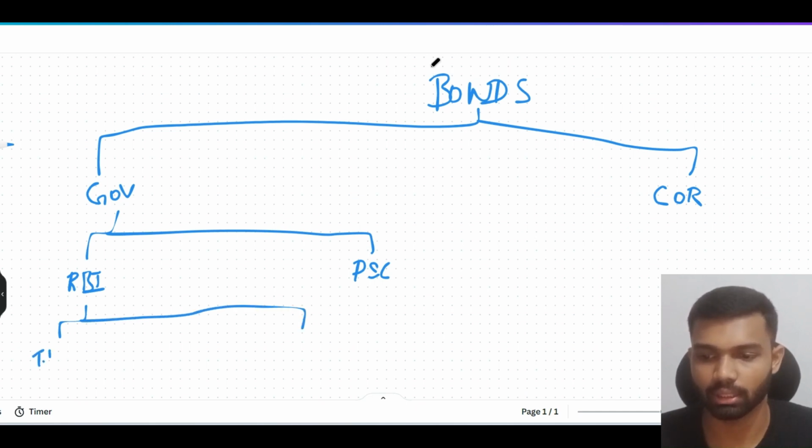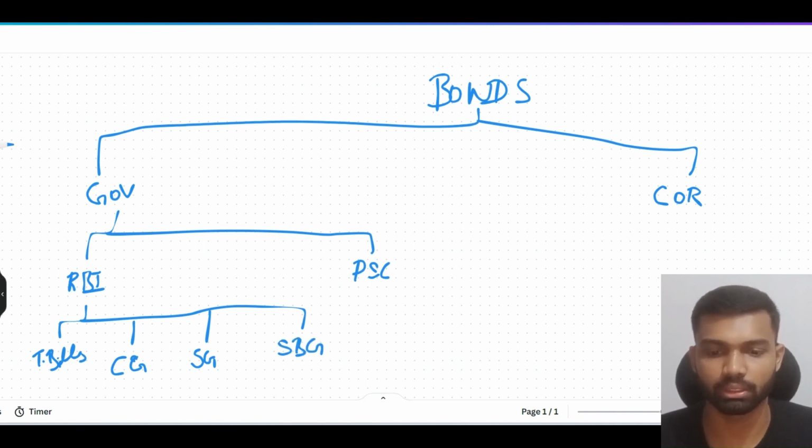That is T-bills, and on behalf of the central government, the RBI will issue bonds, that is CG, and SG. The SG is nothing but state development loans, and the fourth one is SGB, that is sovereign gold bond. We already discussed that before. These are the types of bonds available in India that we can invest in.